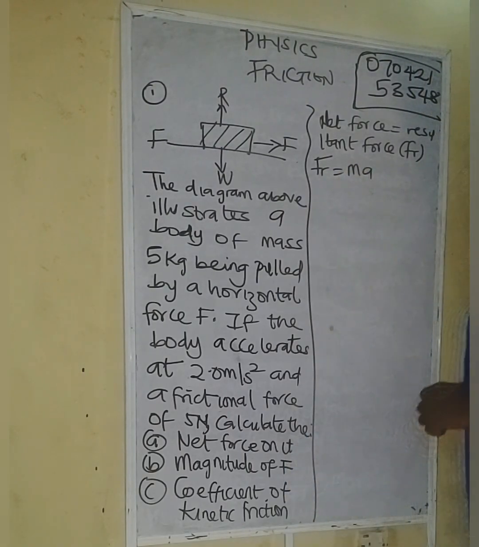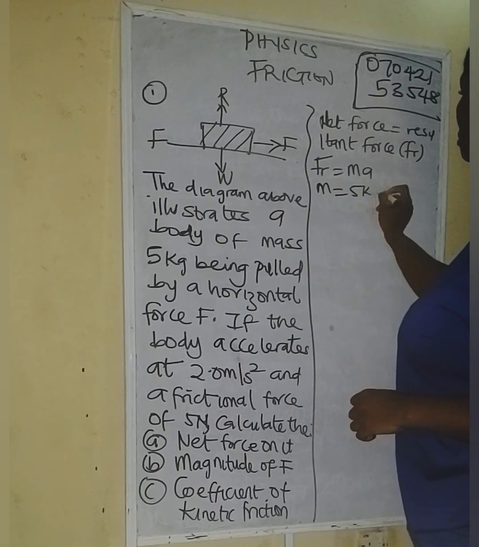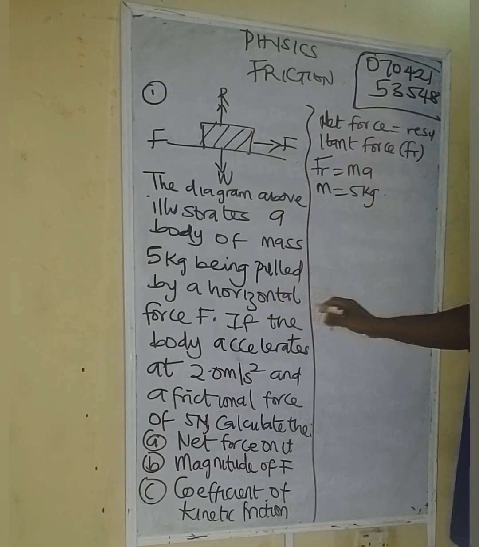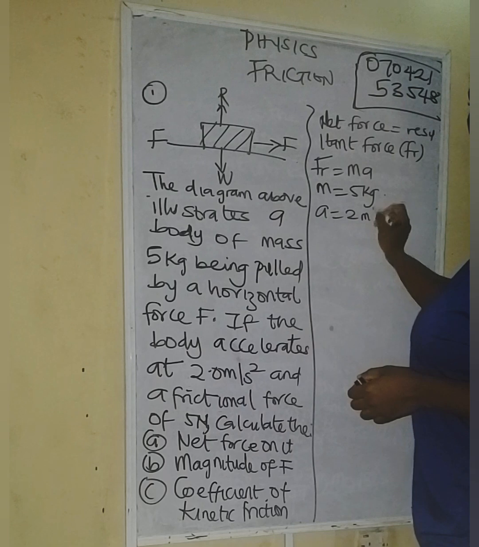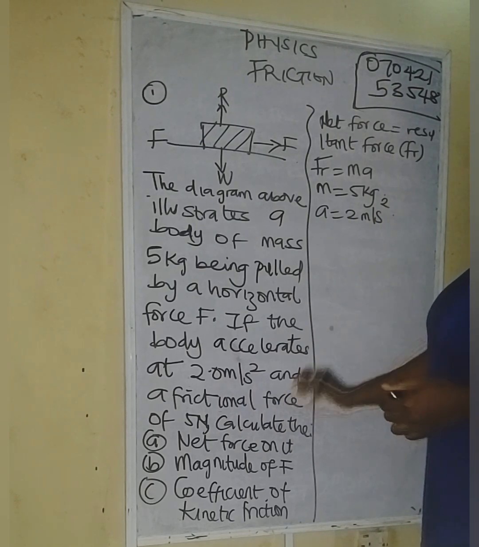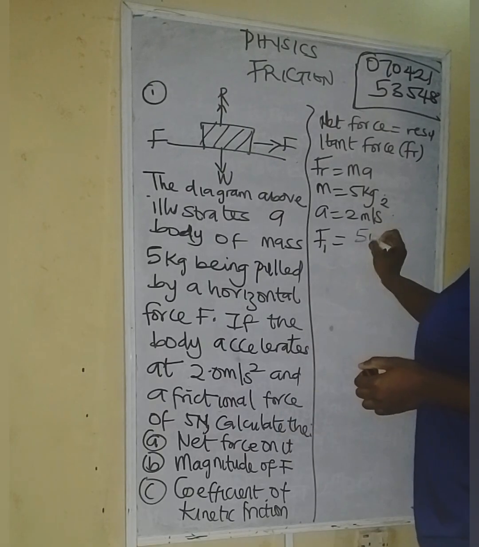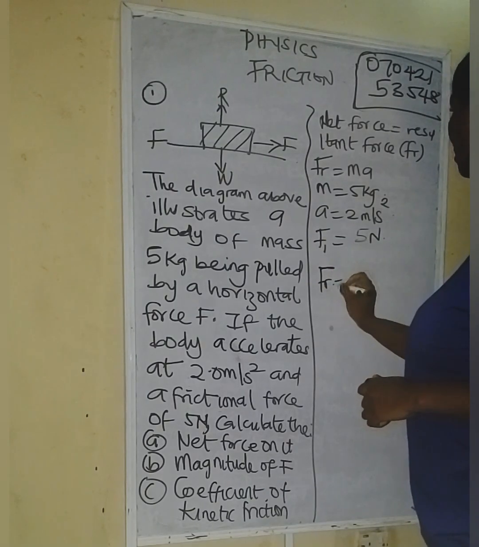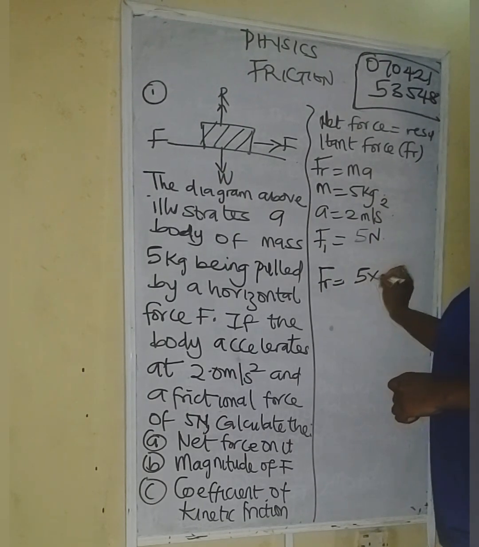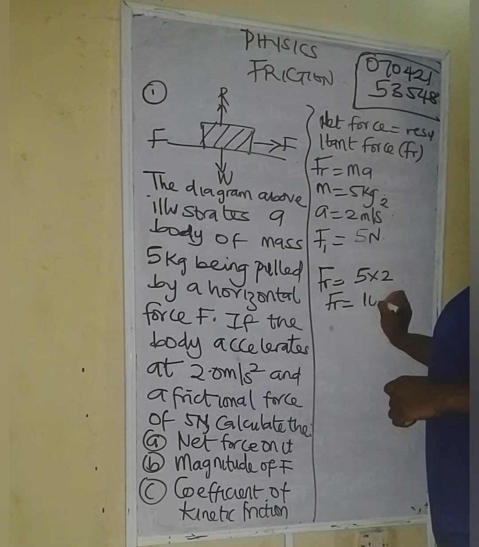So now what is our mass? Let's write out our data. We are given the mass to be 5 kg. Alright. So now if the body accelerates, acceleration is 2 meters per second square. And the frictional force Ff is 5 Newton. So now let's find the resultant force or the net force. So that would be Fr equals to, our mass is 5 and our acceleration is 2. So our resultant force or the net force is 10 Newton.